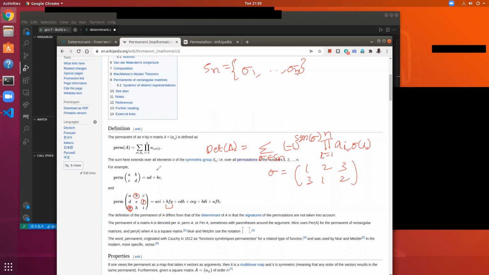Are you with me? Are you all with me here? There are different permutations. Right now we are looking at this one. Okay, let's do one thing. A, B, C, D, E, F, G, H, I. Okay, let me start from here.